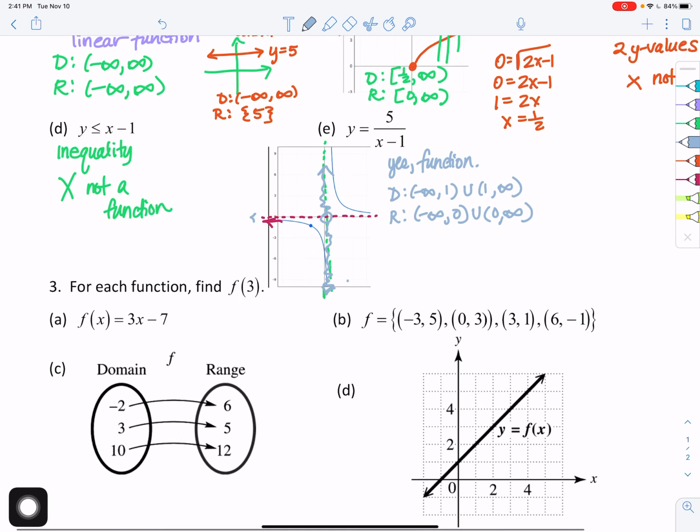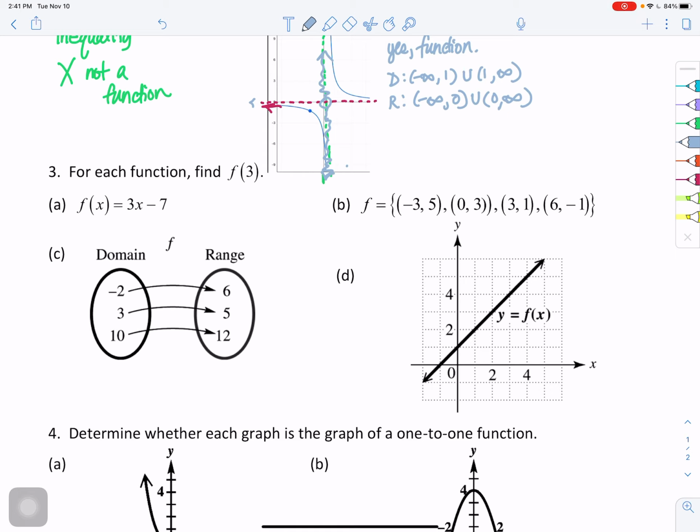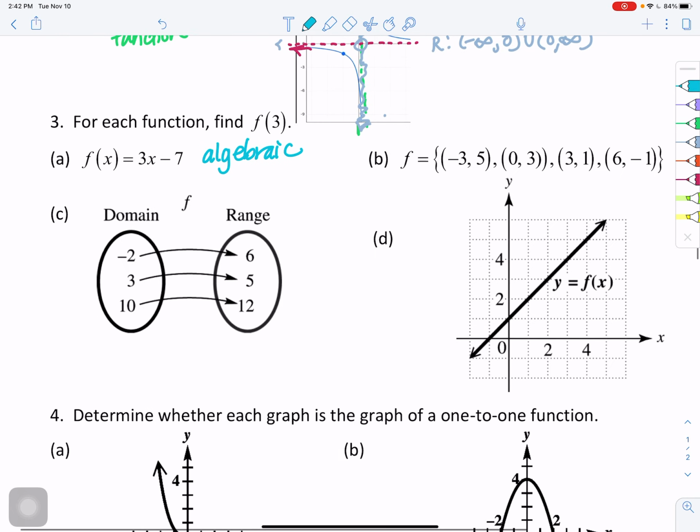Okay? Now, for each function below, find f of 3, and you will really like this, okay? We'll start with algebraic. And so finding f of 3, everywhere there's an x, we're going to put a 3. So now we have 3 times 3 minus 7, which is 9 minus 7, and we have 2. So f of 3 is 2.